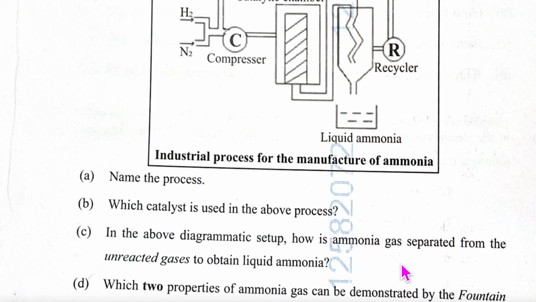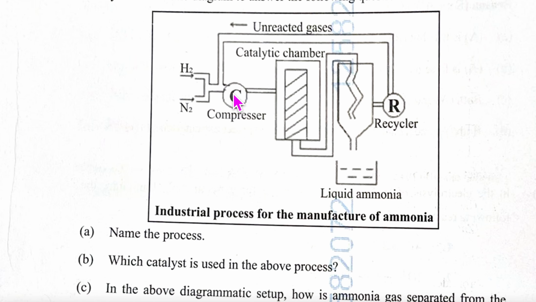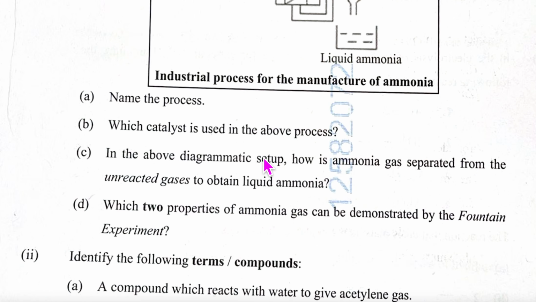In the above diagrammatic setup, how is ammonia separated from the unreacted gases to obtain liquid ammonia? It will be liquefaction. The reason being that ammonia is easily liquefiable, whereas the unreacted gases, that is H2 and N2, are not liquefiable.